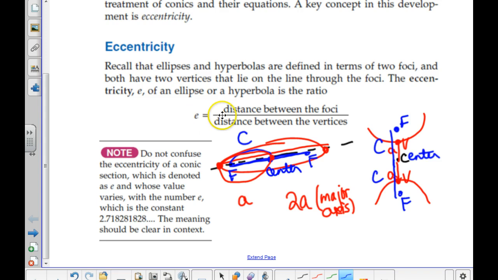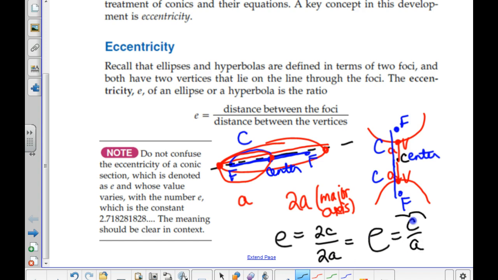The definition of eccentricity is the distance between the two foci, which is 2C, over the distance between the two vertices, which is 2A. Well, what can we do with that, guys? Yeah, we can cancel out the 2, so we get C over A. This is what you need to memorize, that eccentricity is C over A. That's it. Okay? Now, E, by the way, in the way we're using it, stands for eccentricity. Does anybody remember what E stood for earlier in the year?